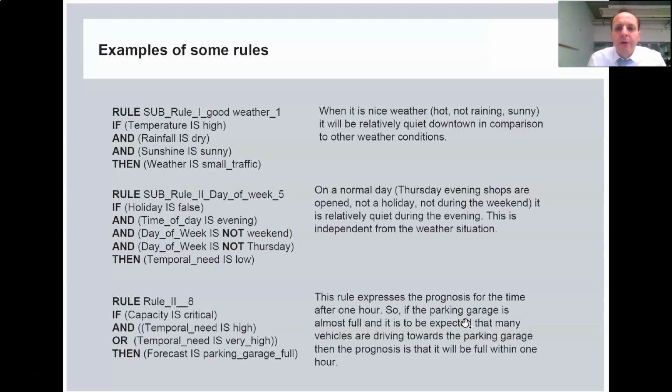So we have the main rule base, and it provides a forecast of the car park occupancy. Some examples of rules. For example, when the weather is nice, so hot, not rainy, sunny, it will be relatively quiet downtown in comparison to other weather conditions. So we have this kind of rule. If the temperature is high and the rainfall is dry and the sunshine is sunny, then the traffic is small.